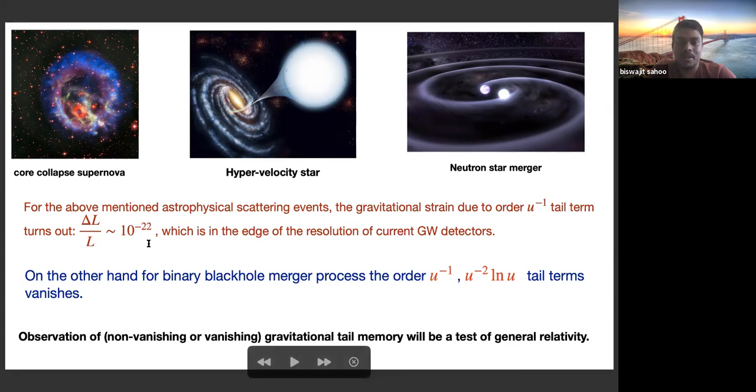And I also just want to mention that all these tail effects which I am mentioning are also of the same order, like 10 to the power minus 22, if you are not taking u to be too large. But what happens for a black hole merger process, when the final state is only one massive black hole and all the others are massless gravitational particles, is that all these u to the power minus 1, u to the power minus 2 log u terms vanish, because you have only one massive object and all other massless particles. That can be observed just from the expression if we take this limit. And this is one of the predictions. This vanishing of the gravitational tail memory will be a test of general relativity.